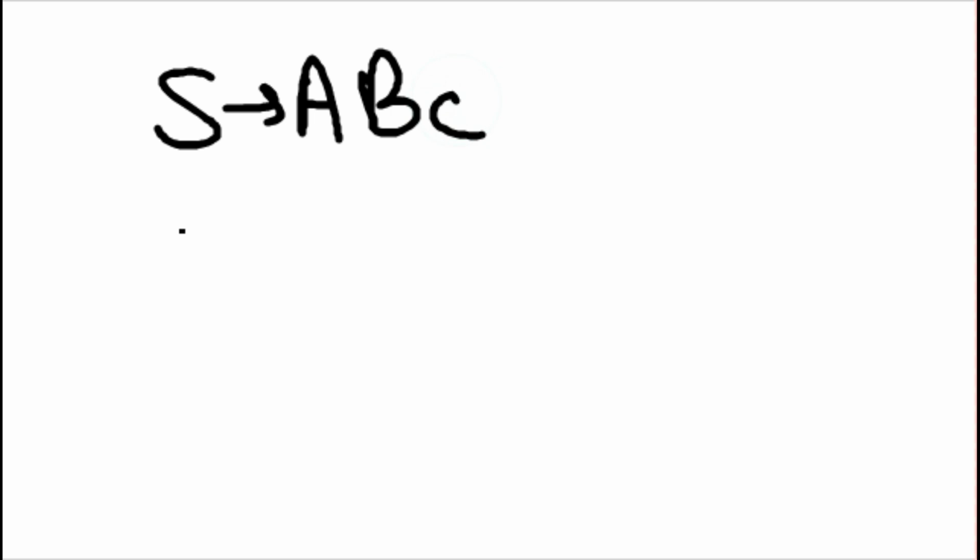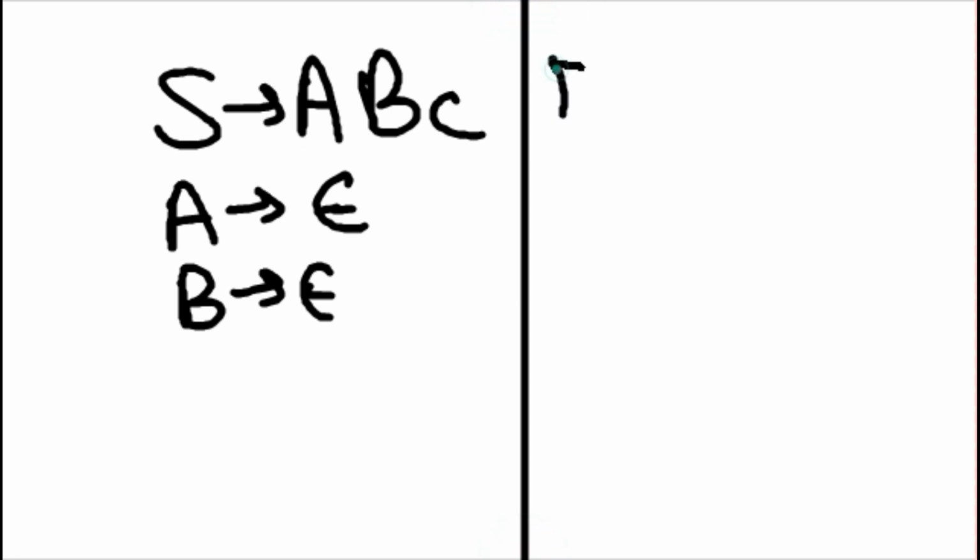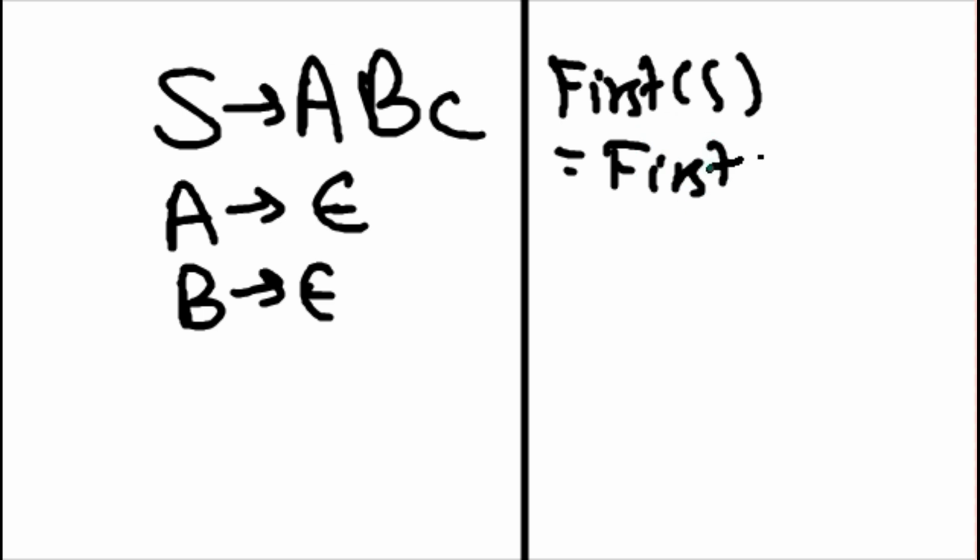Okay. Now let's suppose S gives you A, B, C, but in this case A gives you epsilon and B also gives you epsilon. How do you solve this one? Now in this case, first of S is as usual equal to first of A. Now first of A, let us figure out first of A.